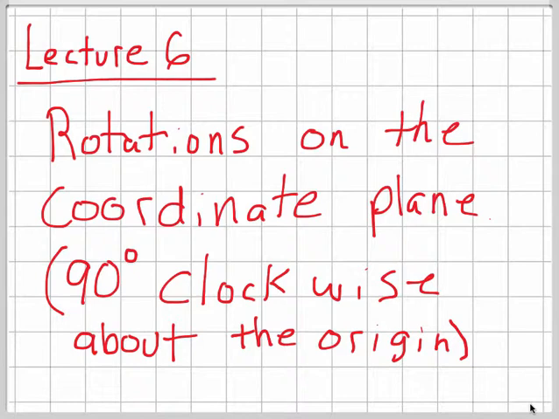Today's lecture is going to be rotations again, but we're going to do something a little different today. This is for Friday. Rotations on the coordinate plane. We're only going to focus on 90 degrees clockwise. Okay? There is a big difference between 90 degrees clockwise and what we're going to talk about on the next video. So let's just focus on that for right now. 90 degrees clockwise rotation about the origin.